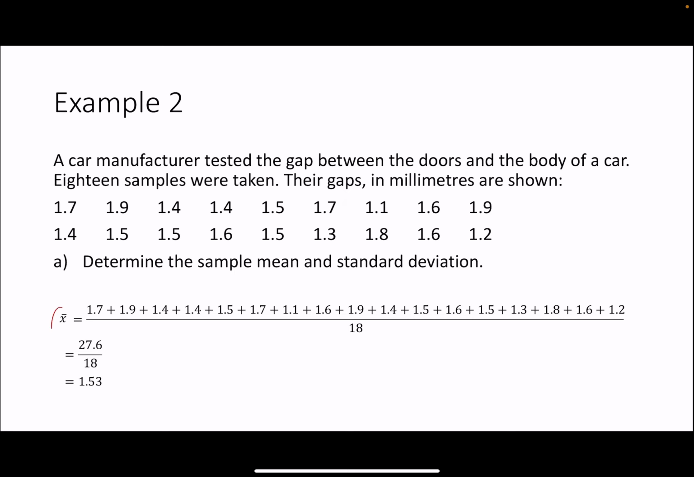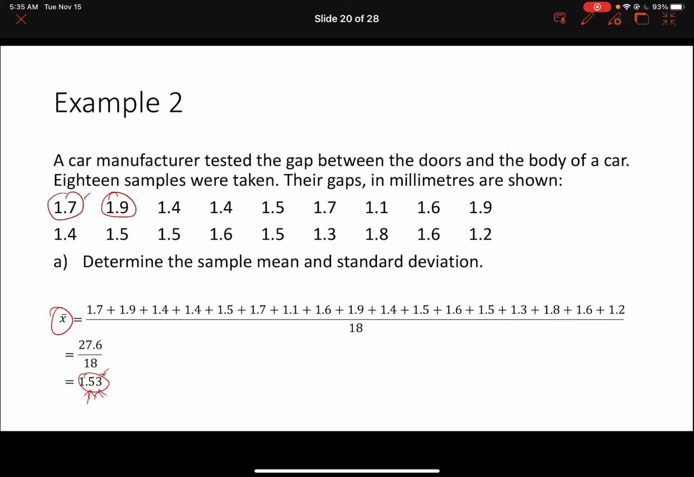So now that we have our mean, we have to see each point. How far away is 1.53 from 1.7? How far away is 1.9 from 1.53? Some of them will be below, half of them, give or take. Some of them will be below 1.53, and some of them will be above 1.53. But on average, we'll have an average gap of 1.53 millimeters.